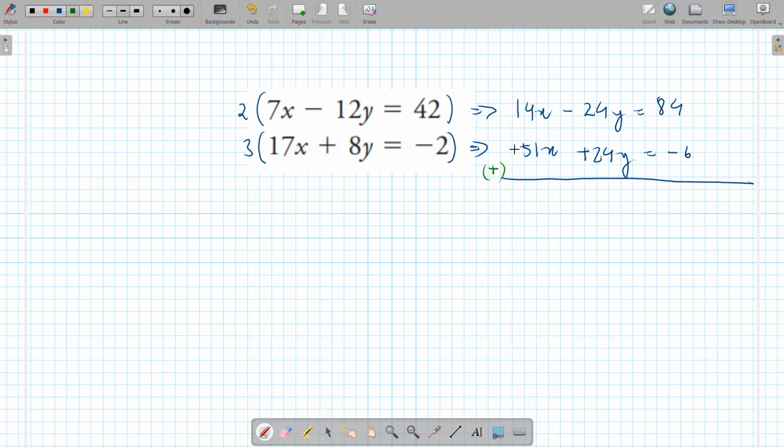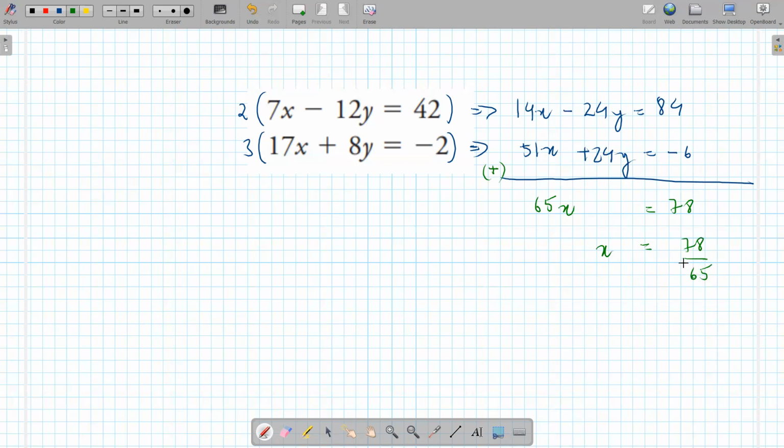And we're going to add one term at a time. So the first term would be 51 plus 14, that's 65x. And then you get -24 plus 24, that's a 0. This thing cancels out. And then you have 84 minus 6, that's a 78. That means x is equal to 78 over 65, okay?